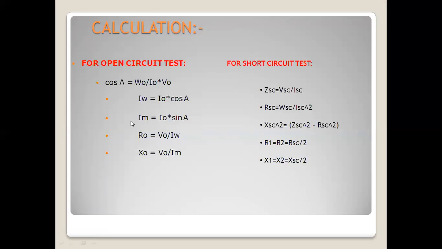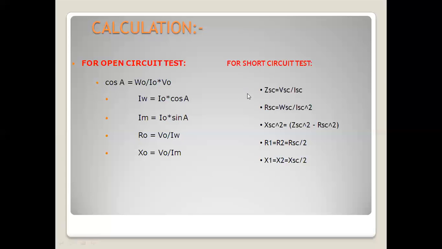And IM, that is the magnetizing component, from the cos A, root over 1 minus cos square A is the sin A. So I0 sin A, we easily find the IM. And R0 value we easily find by V0 by IW. And X0 is V0 by IM. That is the calculation that we have found from the open circuit test. This calculation can easily be done from the open circuit test.